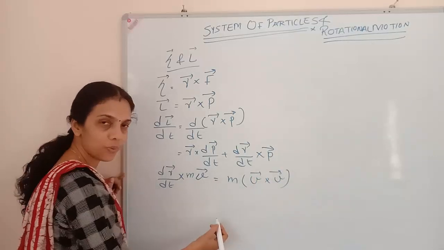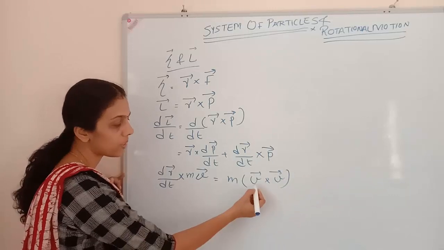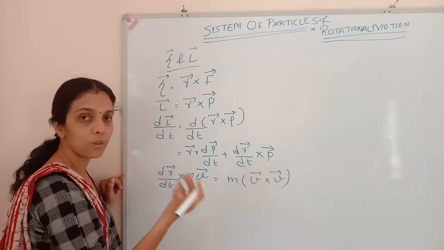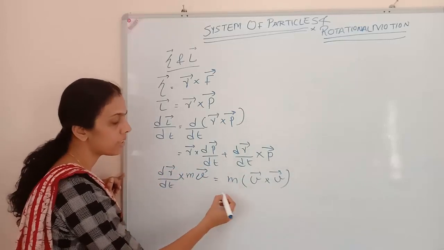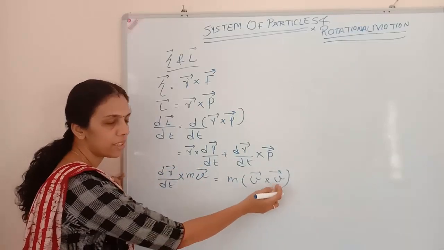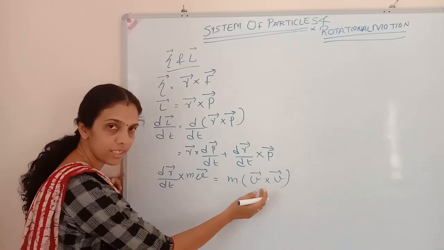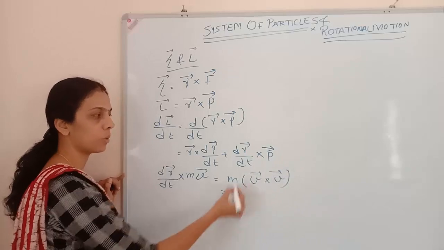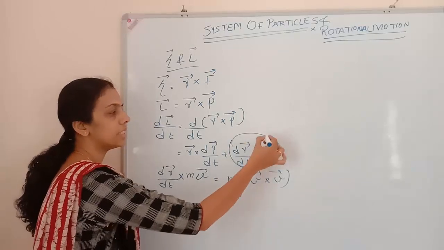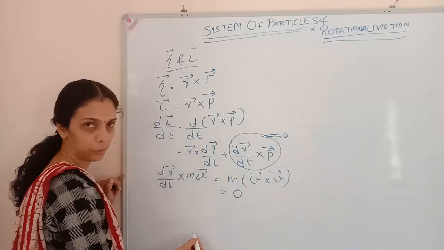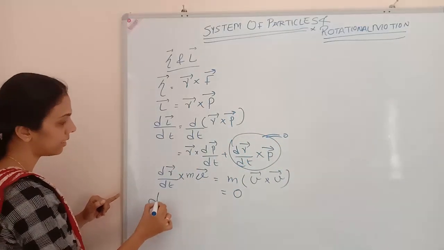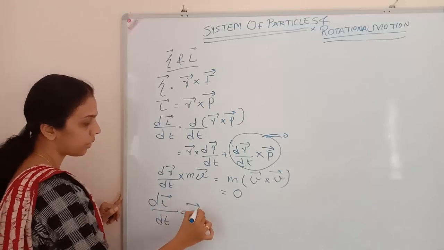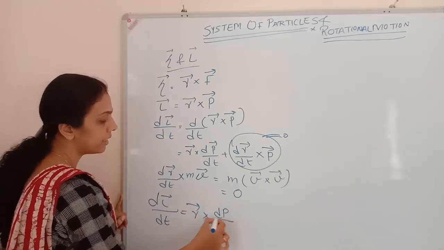What is v cross v? It is sine 0, which is 0, because the angle between v and v is 0. A cross B is AB sine theta. Theta is 0, so sine 0 is 0. So this term will become equal to 0. So what remains here? dL by dt equals r cross dp by dt.